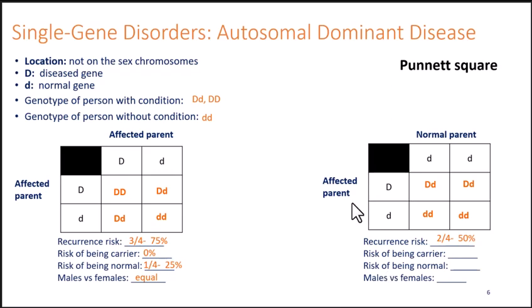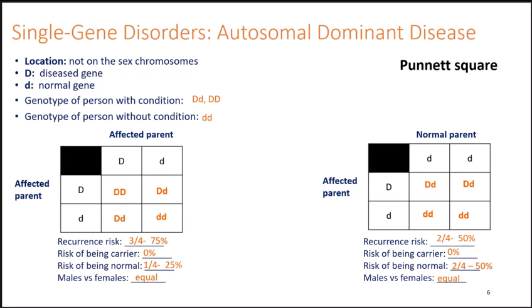And so this is an example that I gave you earlier about Huntington's disease, that if you have an affected parent with Huntington's disease and a normal parent, there's going to be a 50% chance that they pass that on to their offspring. And that's a pretty high risk for a very serious disease. We know there's no risk of being a carrier because there's no such thing when it comes to dominant diseases. Risk of being normal is just going to be the difference of recurrence risk, but we can confirm that by finding here that we have 2 normal genotypes. And male versus female is going to be equal.